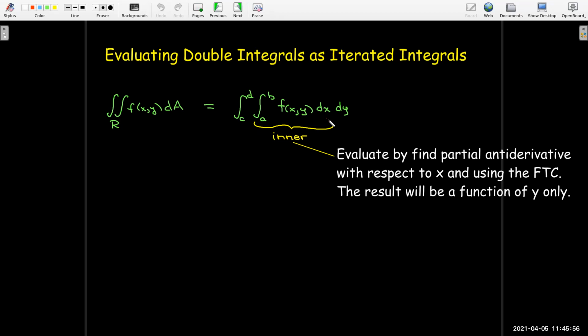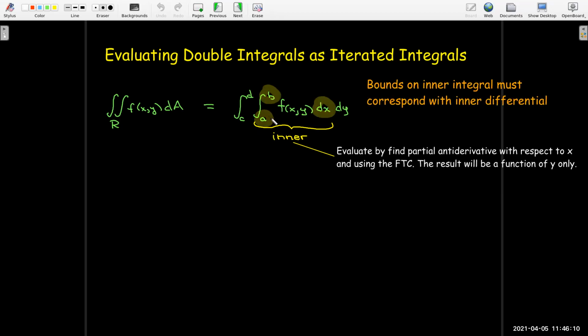After we evaluate that, we are not going to get a number usually. What we will get is a function of y only. But then once we have a function of y only, we'll be able to see that we just have a regular integral at that point. But we want to emphasize: how did we know that we're going to anti-differentiate with respect to x? It is the differential. And when we set these up, we have to be sure that our differential is going to match the bounds.